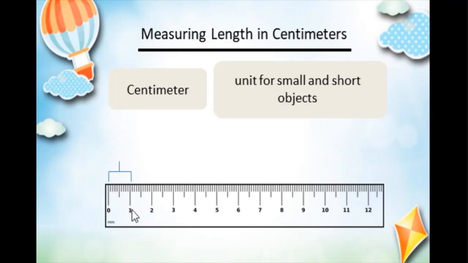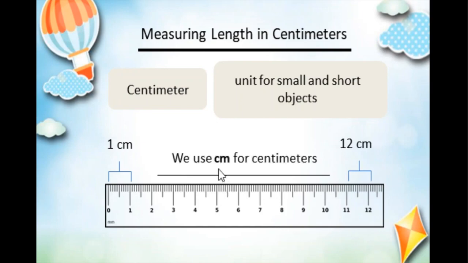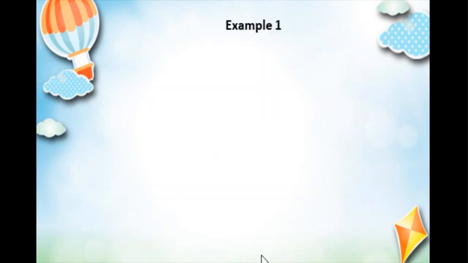0 to 1 is equal to 1 centimeter. And it goes a long way until it ends with 12. It's the 12 centimeter. Basically, one ruler has 12 centimeters. And for abbreviations, we use cm as a shortcut for centimeters. Example number 1.